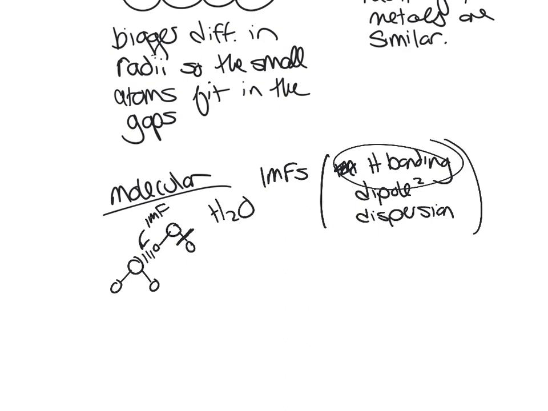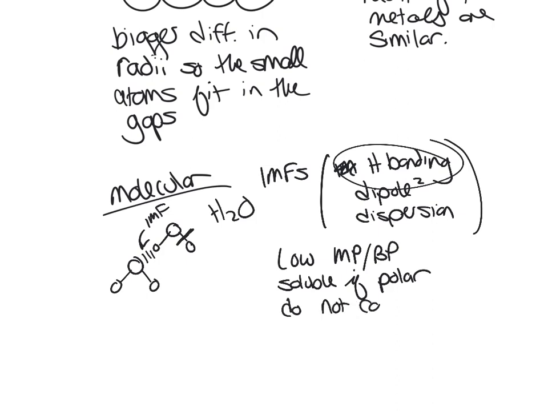So what do you need to know about molecular things? They are the ones that have low melting points and boiling points. They are soluble if they're polar, usually. Okay, if they're nonpolar, they're usually not soluble. They do not conduct. And the reason they have low boiling points and melting points is because they're held together by IMFs, which are inherently weaker than a standard bond.